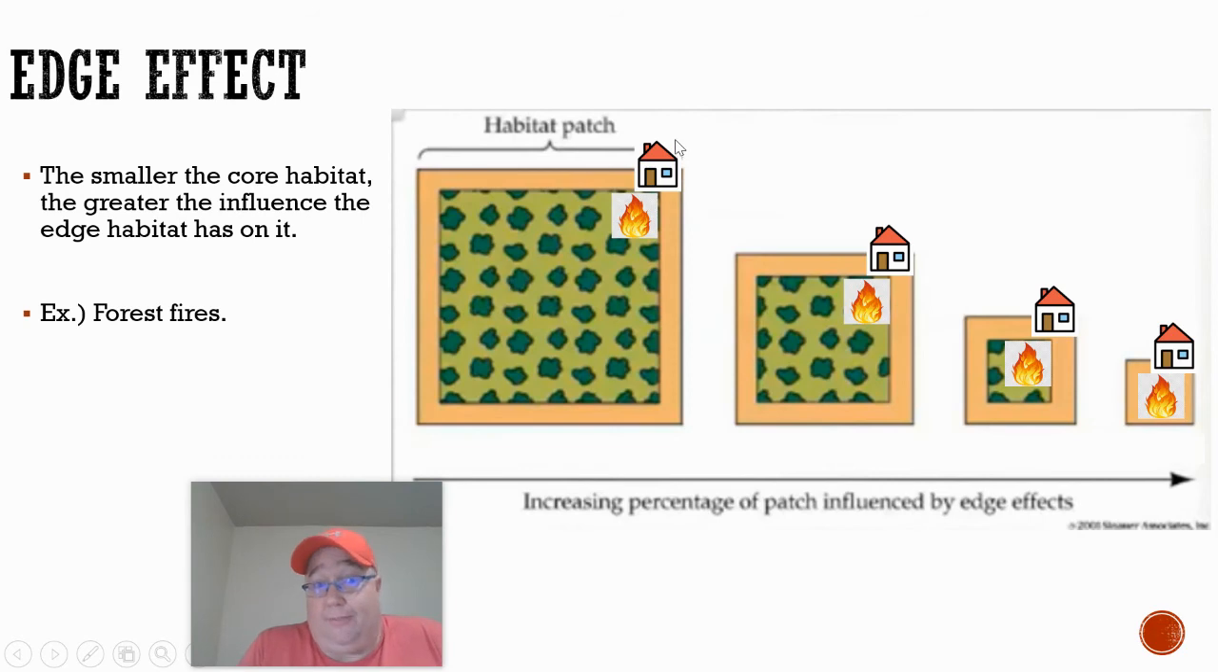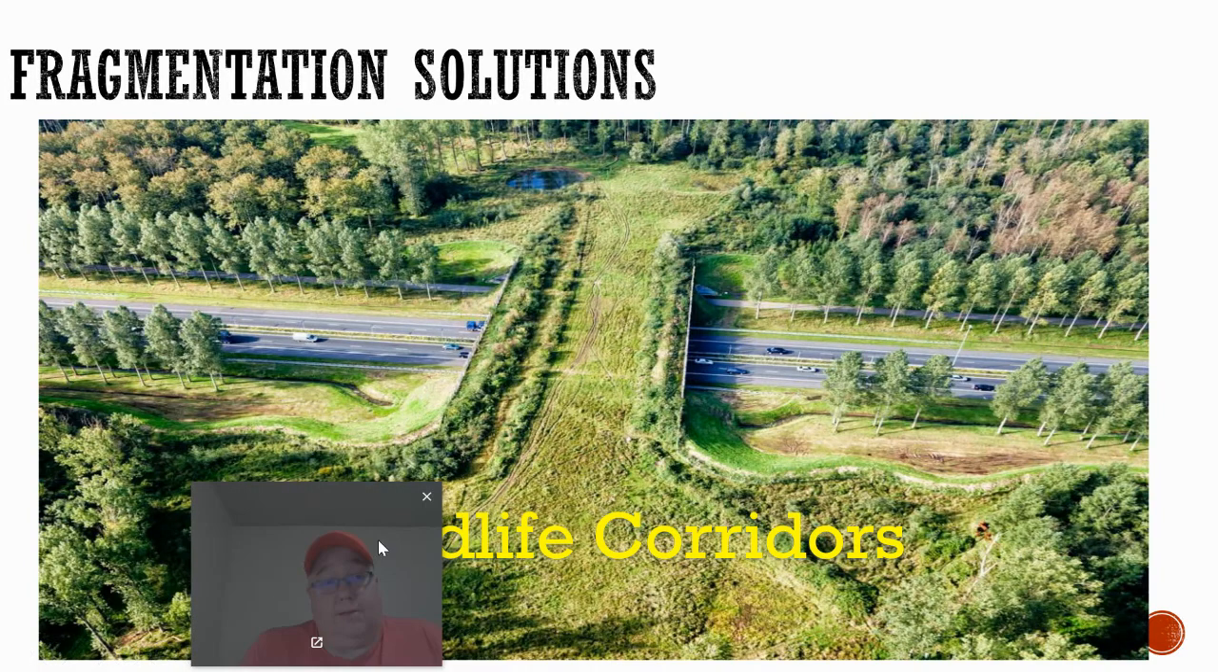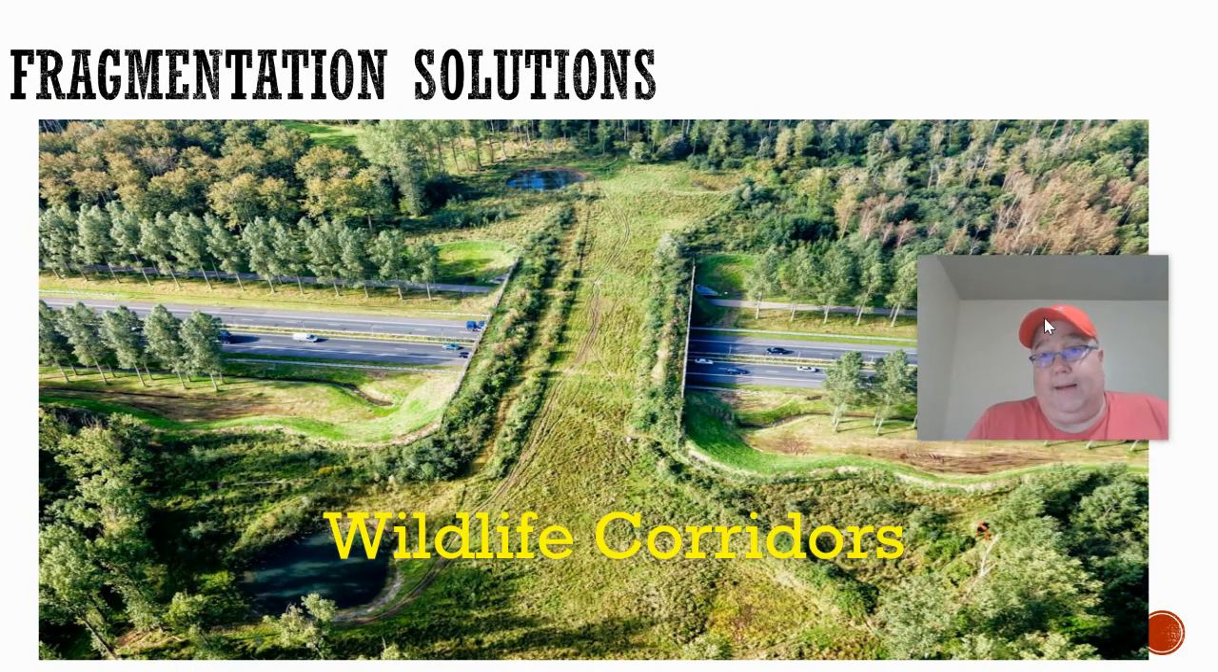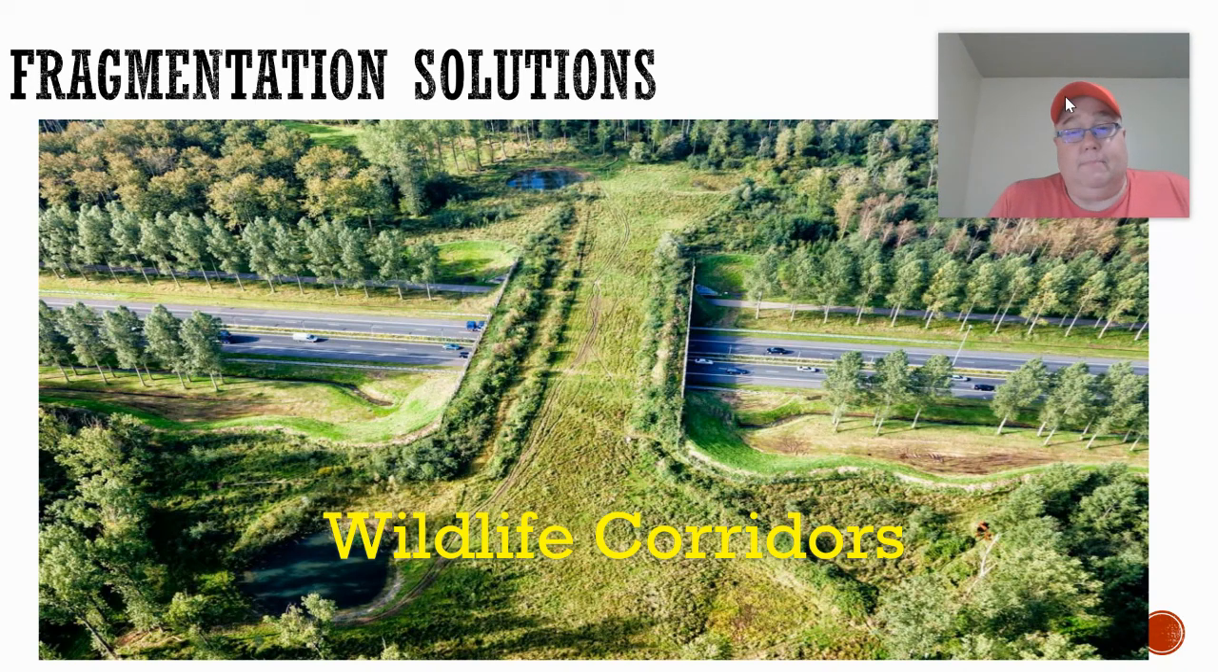But it could be any anthropogenic activity. It could be pollution or anything else like that. So there's a couple things I guess that we can do. I always like to talk about some things that people can do, or that we can do, to maybe help minimize the impact of fragmentation.